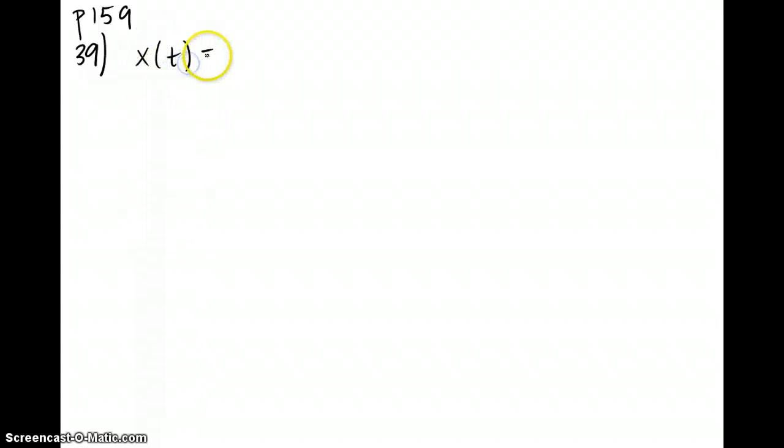Okay, so continuing with the Chapter 2 review problems. I'm on page 159, number 39. The position function of a particle moving along the x-axis is given. x of t equals t squared minus 3t plus 2, and this is for all values of t.